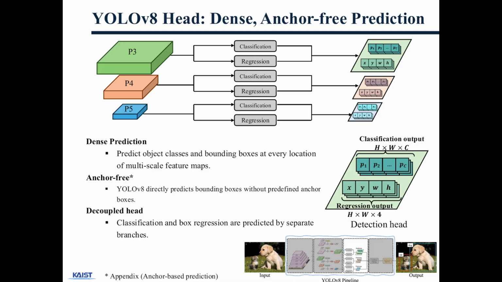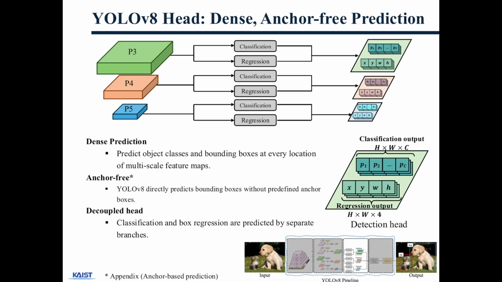The first important concept here is dense prediction. Dense prediction means that the model predicts at many locations on the feature maps. For every spatial location in P3, P4, and P5, the head checks whether an object is likely to exist there, what class it may belong to, and where the bounding box should be.